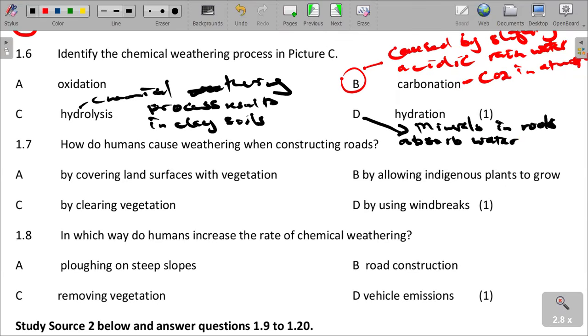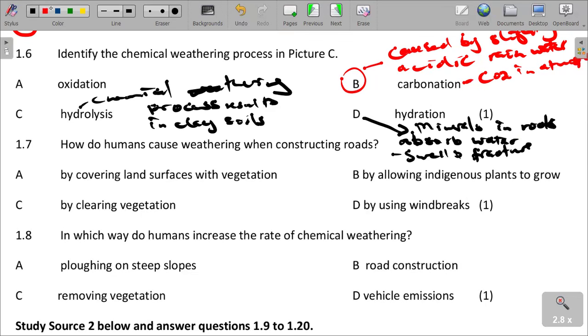It changes the rock by adding water molecules, and that leads to increased volume and also stress. This is most common in wet regions with high rainfall, where there is a presence of water. Minerals in rocks absorb water, causing them to swell and fracture. That's what we mean by this one.